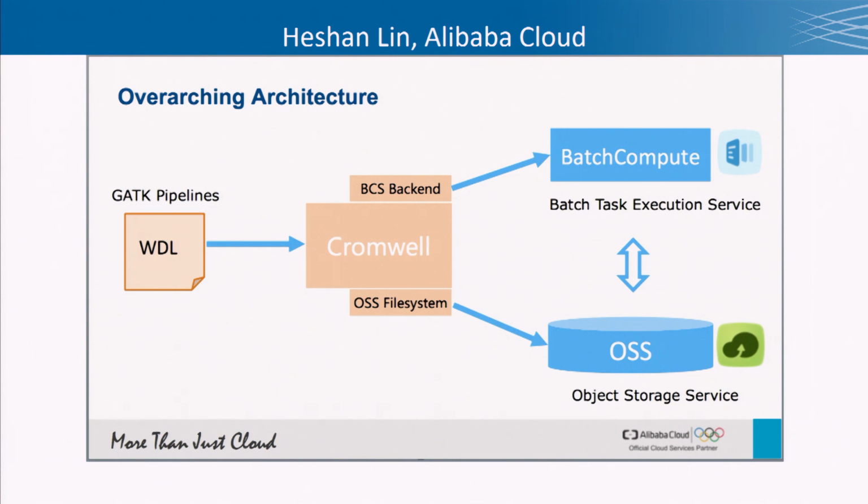For data storage, we implemented a file system on top of Ali Cloud's Object Storage Service, or OSS. OSS is a secure, scalable storage service perfect for storing genomics data. Putting things together, when the Cromwell engine processing the GATK pipeline decides to run a command, it submits a job to the batch compute through the backend. Batch compute will then automatically spin up a virtual machine, fetch the necessary data from OSS, process it, and then write the results back to OSS.